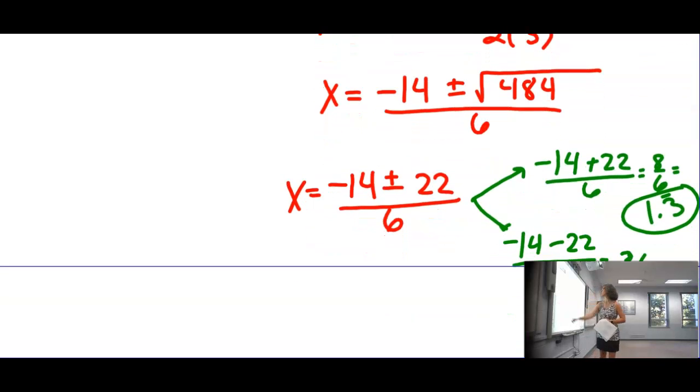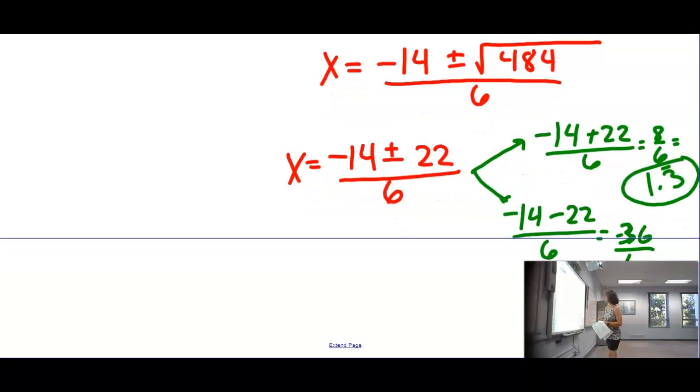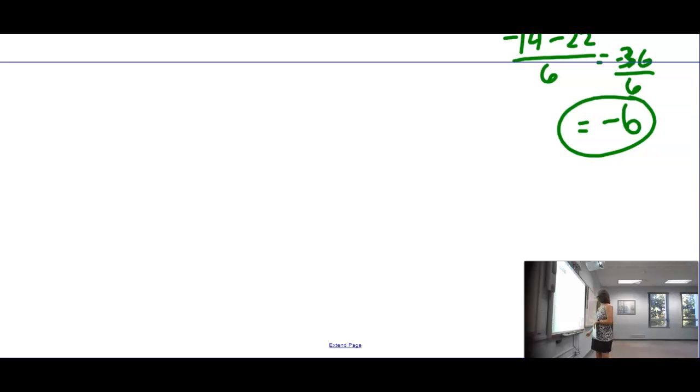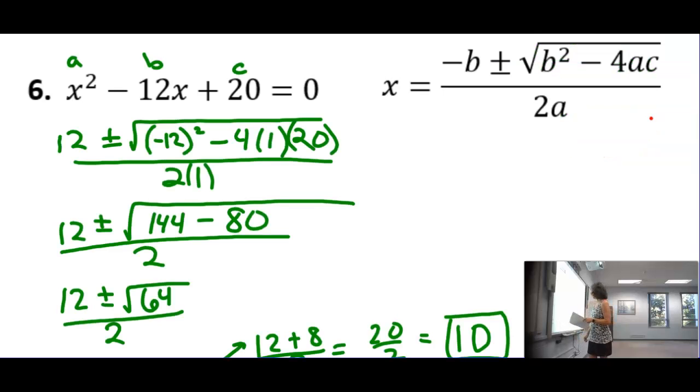Negative 14 plus 22 divided by 6. Negative 14 minus 22 divided by 6. And then you should have got 1.3. You can get a decimal for an answer here. And for this other one, you should have got negative 6. Okay?